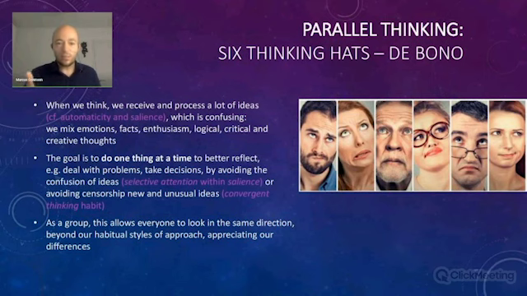So according to De Bono, the goal is to do one thing at a time. So he's talking about narrowing in an analytical way, the focus after we've gone very broad. So we can better reflect, deal with the problem, take decisions, and avoid the confusion of ideas. So that's also about coming out of the default mode network of just randomly associating and coming into a more problem-solving mode with that information. And we also need to avoid censorship of new and unusual ideas, such as just robbing the taxman instead of filing the returns. So if you do that as a group, this is often used in businesses.